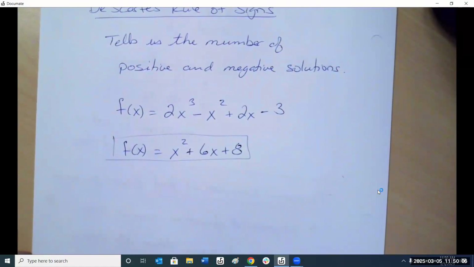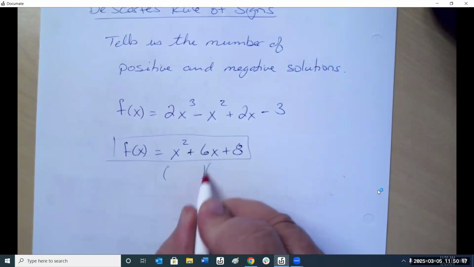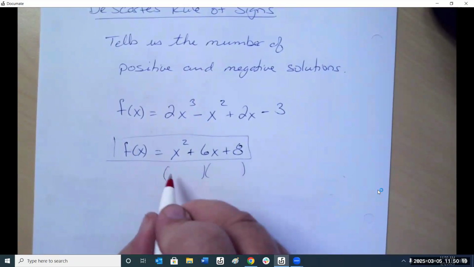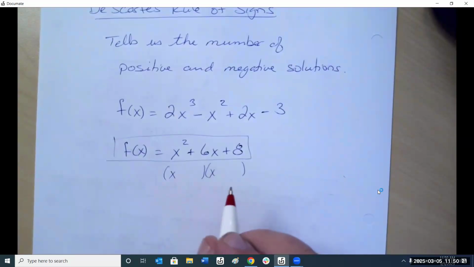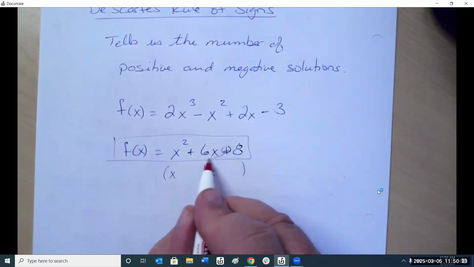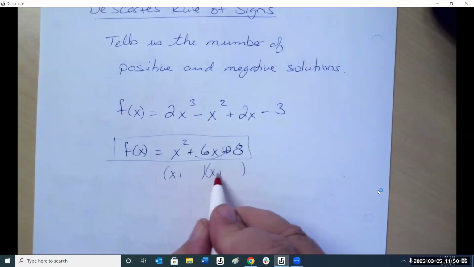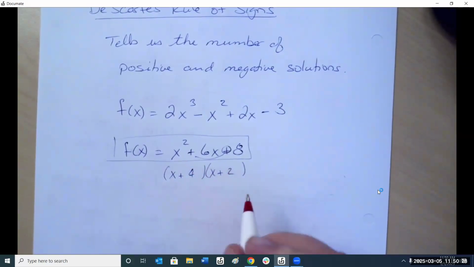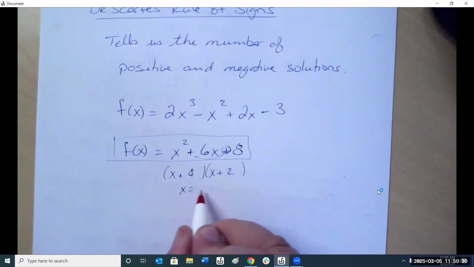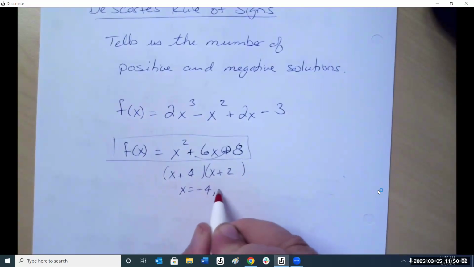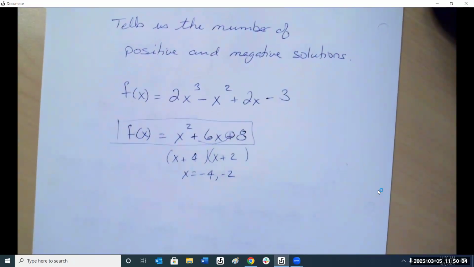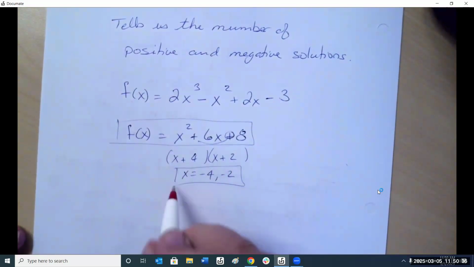What are the solutions to that equation? How do we figure out the solutions in this one? Can we factor it? When we solve them, we get -4, -2. So we know our solutions: we have 2 negative solutions.